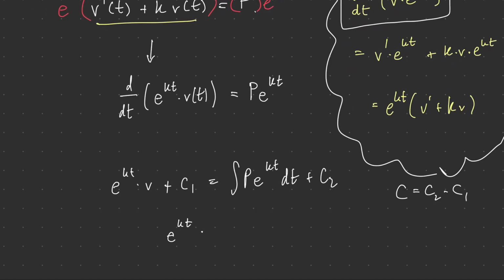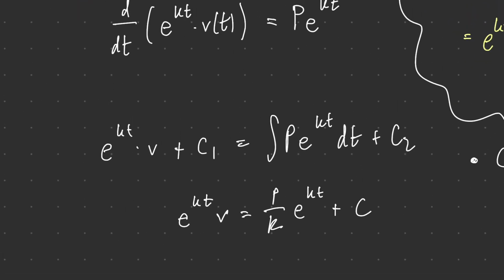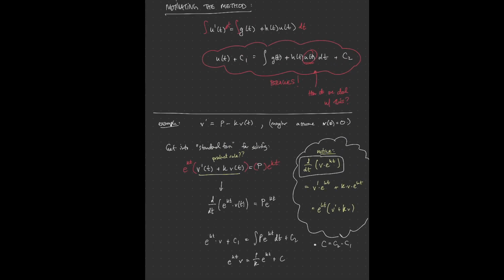So e to the kt times v on the left is equal to the integral of p e to the kt. Remember, k is a constant. This is really just p over k e to the kt plus that constant c we just defined. And then from here, I'm going to move to the next page.